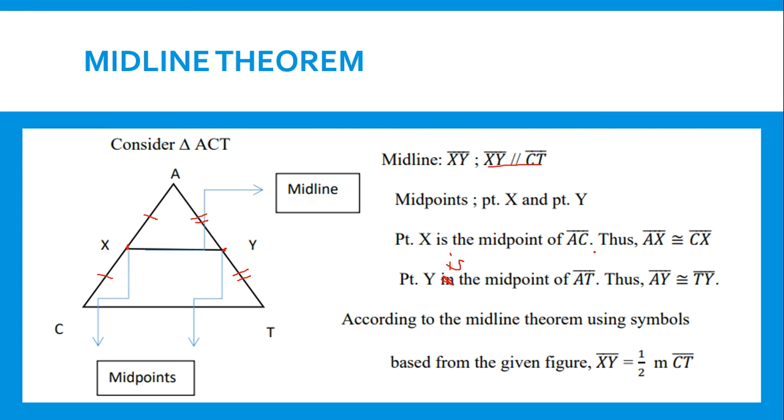So, let's go back: point X is the midpoint of AC, thus AX is congruent to CX. Next, point Y is the midpoint of AT, thus AY is congruent to TY. According to the midline theorem, using symbols based on the given figure, XY equals 1/2 the measurement of CT. CT is the base of the triangle.